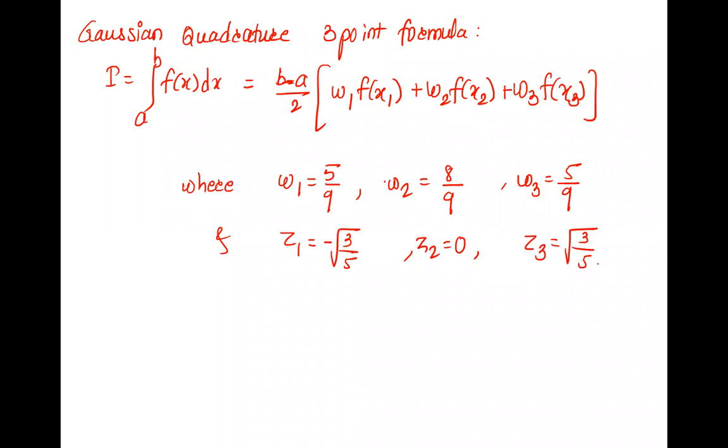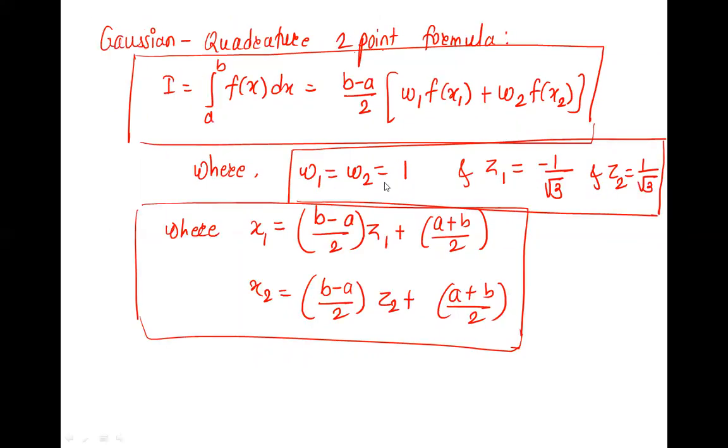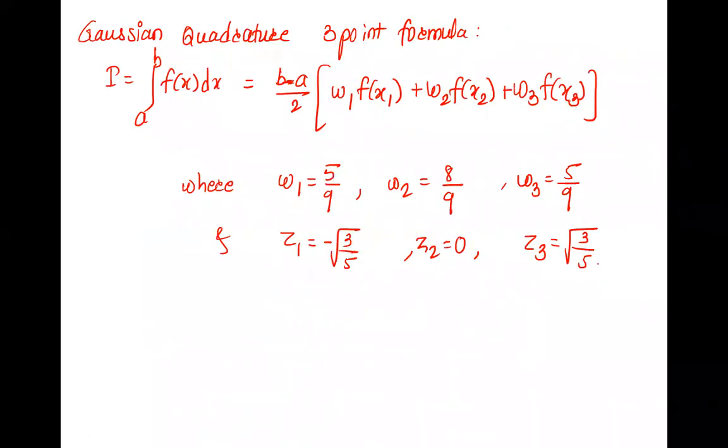These are the values. For 2 point, w1, w2 are 1 and z1, z2 are minus plus 1 by root 3. And here it is 5 by 9, 8 by 9, 5 by 9 and minus root 3 by 5, 0 and root 3 by 5.